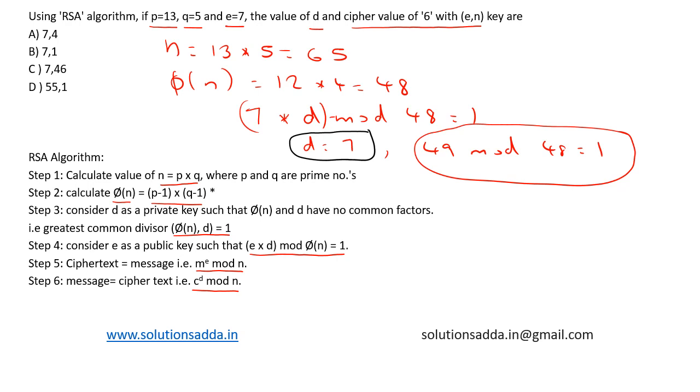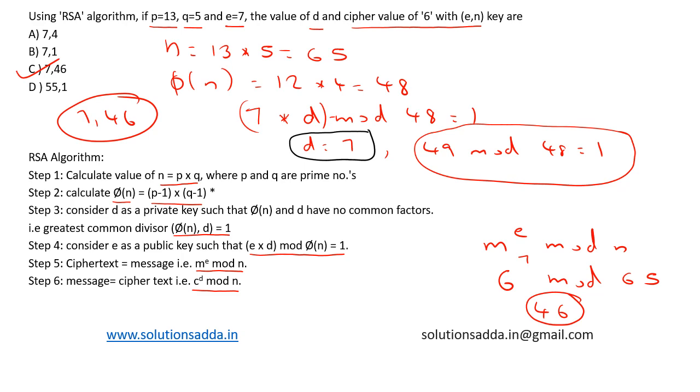Next, the value of cipher text of 6 with keys E comma N is calculated as what? So the cipher text is M raised to E mod N. So message is 6, E is given as 7, mod N is equal to 65. This will result in value of 46. So the value of cipher text is 46 and the value of D is equal to 7. So 7 comma 46 will be the correct answer. So option C is the right choice.